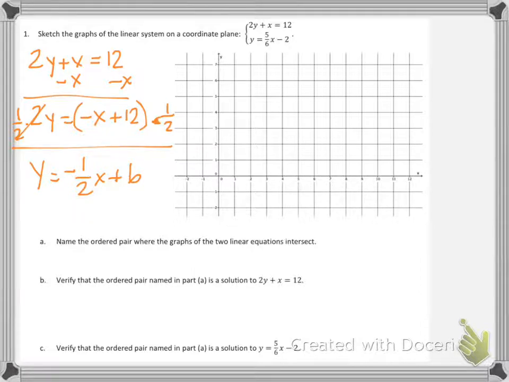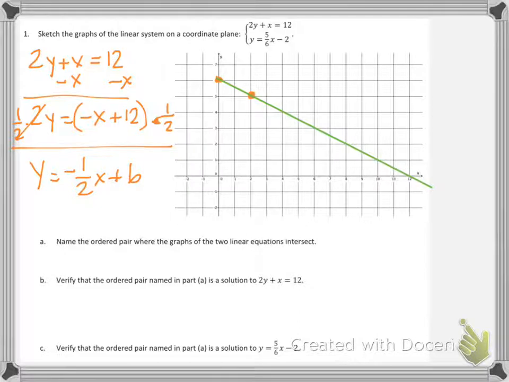That means this line is going to cross the y-axis at 6. And that's there. And then my slope is down 1, right 2. So there's another point. Okay, so there is our first line. Let's connect those. Okay, looks like that. That's pretty good.